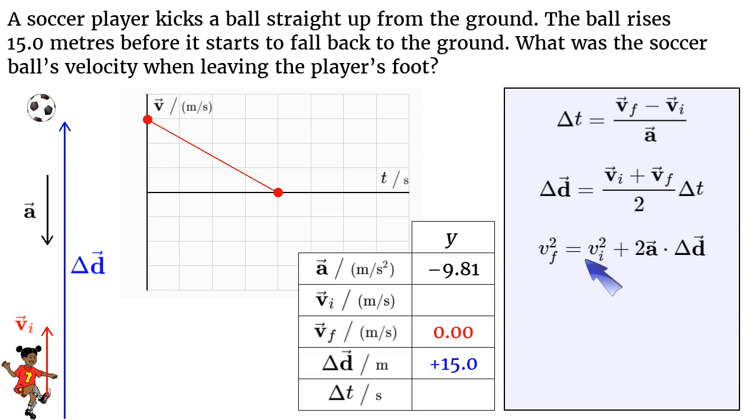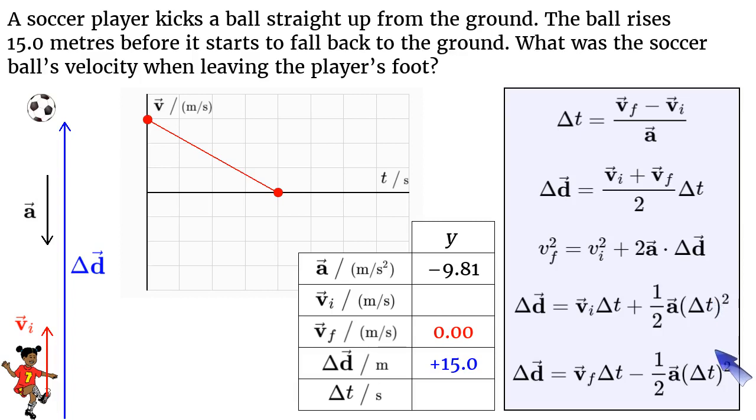Now we obtained this equation by combining the first 2 equations to eliminate the delta t. There are actually 2 other ways we could have combined the equations. We could have eliminated the v final instead because it appears in both equations, or we could have eliminated the v initial, which also appears in both equations. So that means there are 2 other ways in which we could have combined our original equations, and those 2 equations are also listed on your formula sheet.